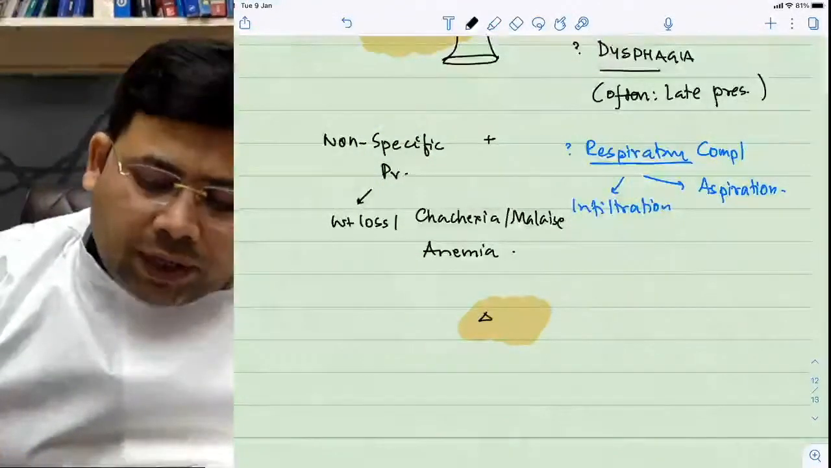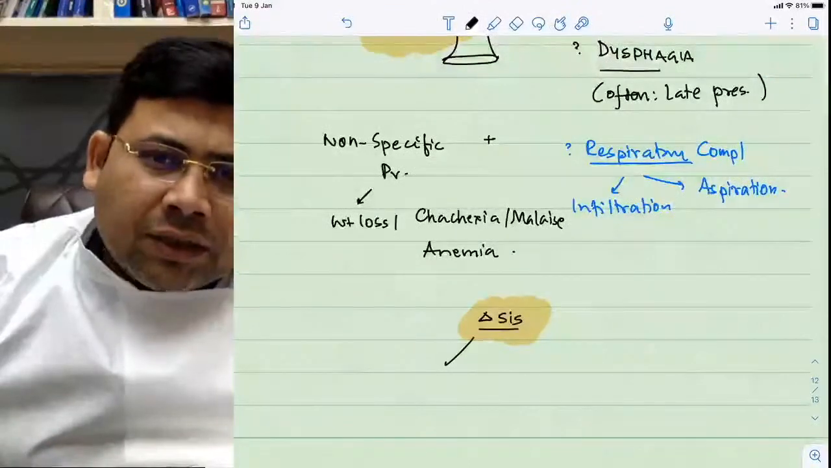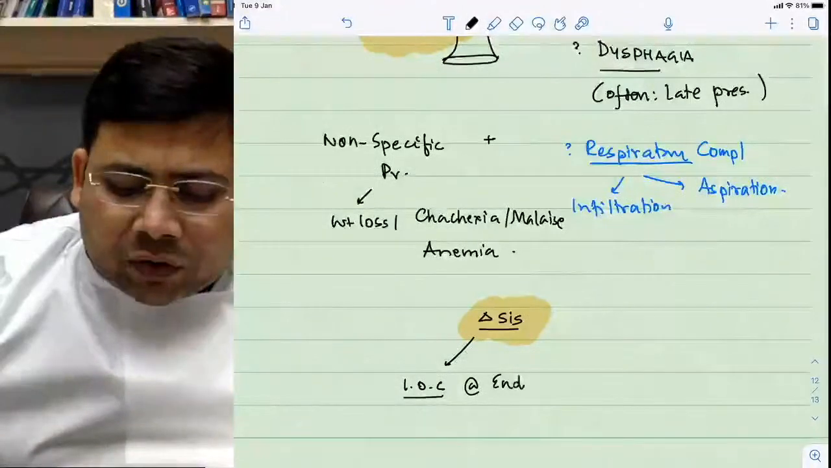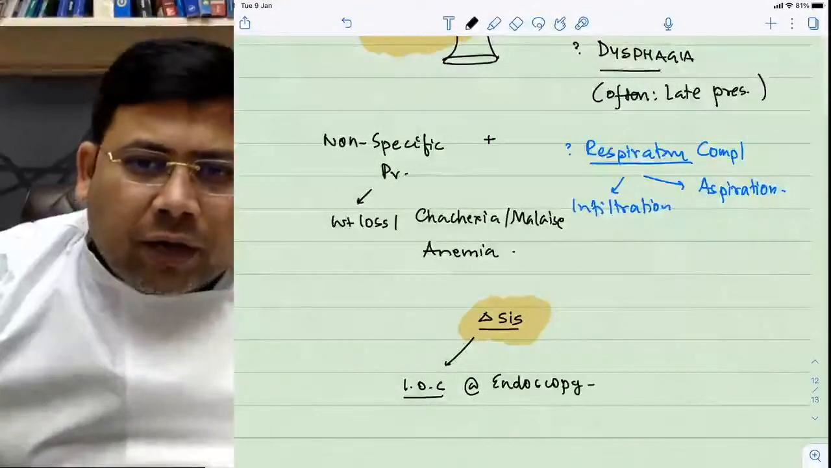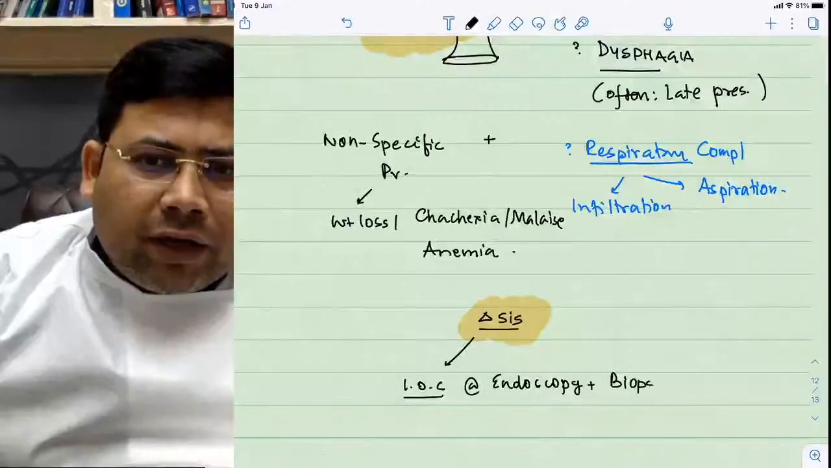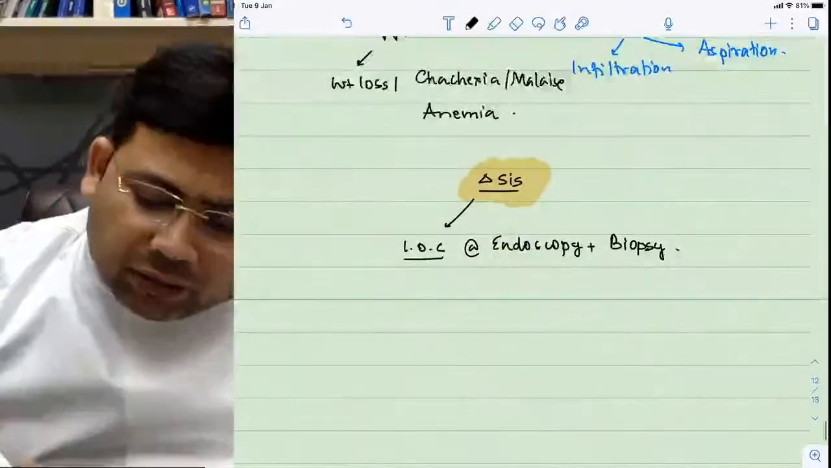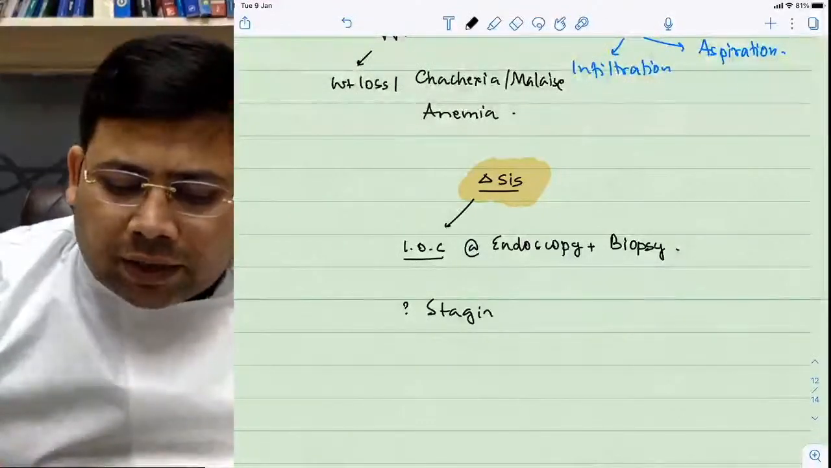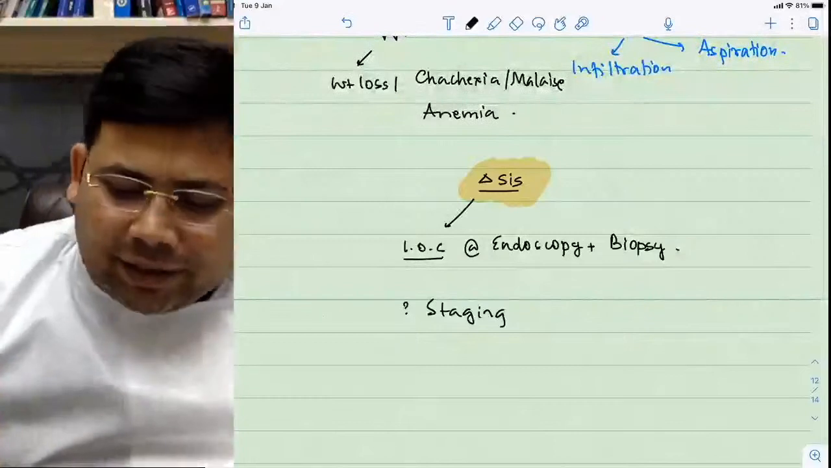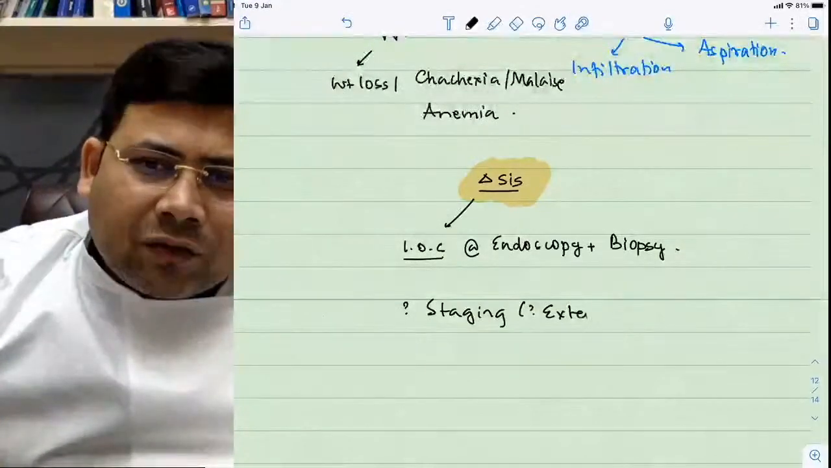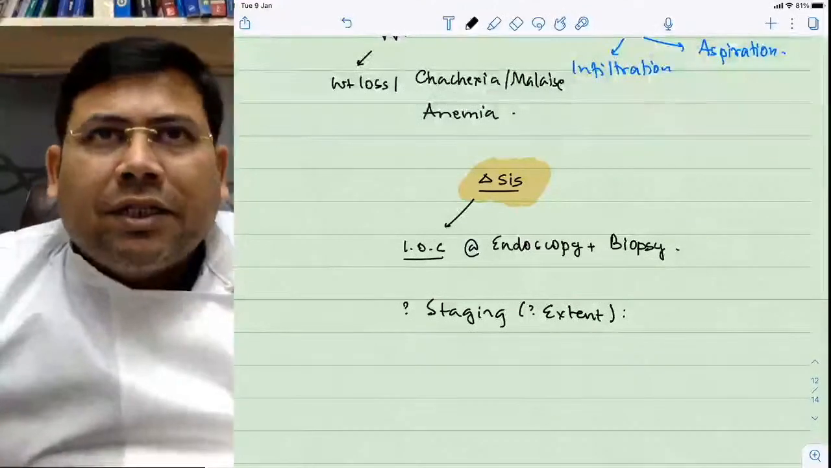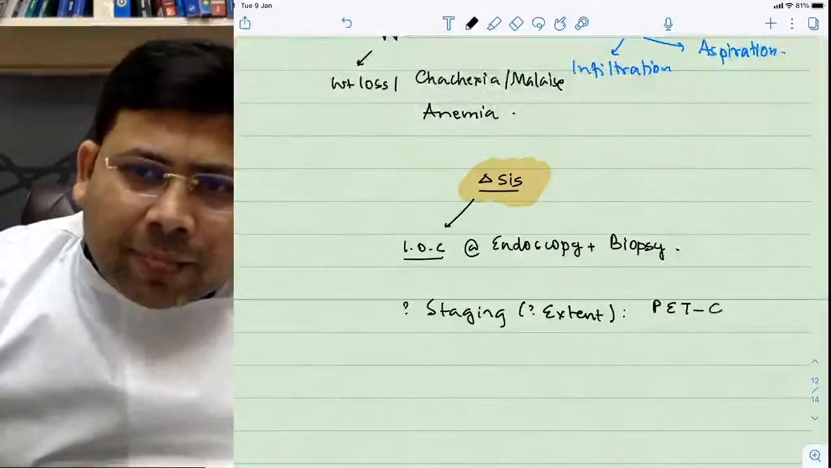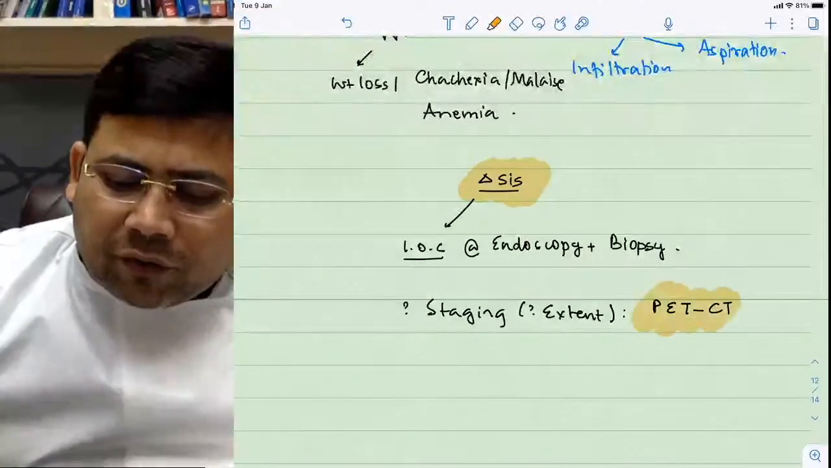So diagnosis. The investigation of choice is endoscopy, not only endoscopy plus biopsy. This is very, very important. Now try to understand, for staging, or for evaluating the extent of the tumor, earlier we used to rely on CT scans and MRIs, but today we have PET-CT. PET-CT is the investigation of choice.